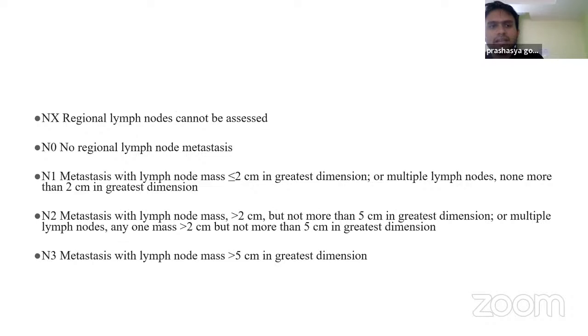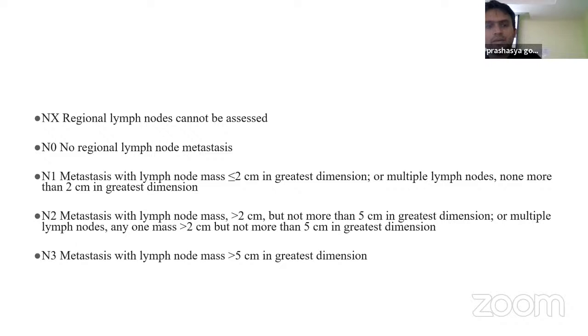Regional lymph nodes are NX when they cannot be assessed, N0 is where there is no metastasis, N1 is when the lymph node mass is less than 2 centimeters in the greatest dimension, or if there are multiple lymph nodes with none greater than 2 centimeters.